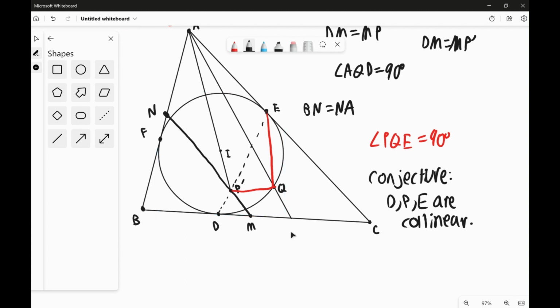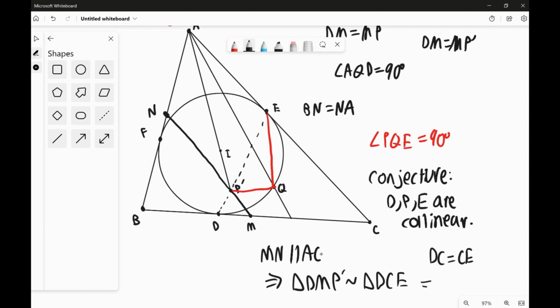And because MN is parallel to AC, this means that triangles DMP prime and DCE are similar. However, we know that DC is equal to CE, which means that DM equals MP prime, as we needed. So now that we know that all of these guys lie on the same line, we can get rid of the point N now.